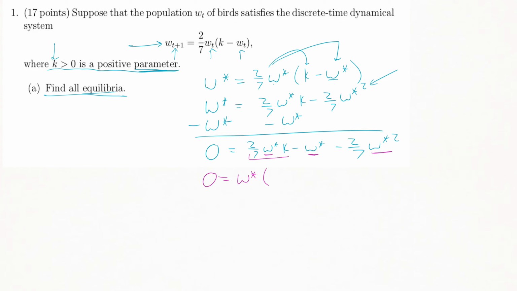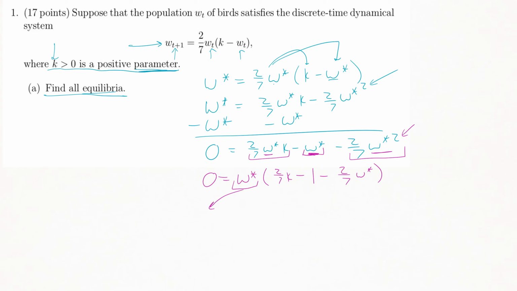So from this piece, when I pull the w star out, that's going to leave me with 2/7 times k minus, and when I pull a w star out of here, this is the one everyone usually drops off, but really I'm left with a 1 minus. And then in this last term, I had 2/7 w star squared, so while I'm pulling 1 w star out, I'm still going to have 1 w star left over in the problem.